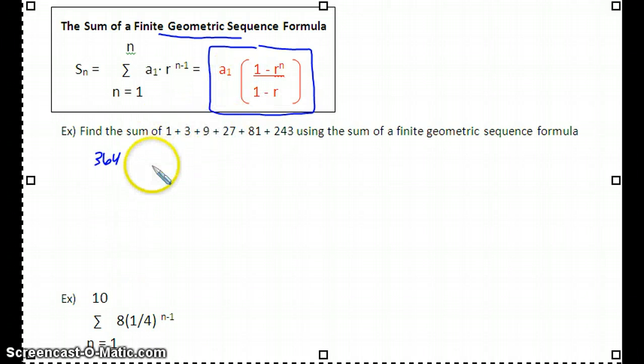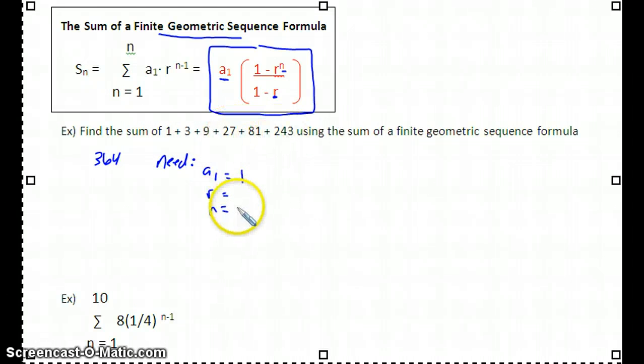So the things I need to know to be able to use the formula: I need to know what the first term of the sequence is, and I need to know what r is. And I need to know how many terms are in the sequence. So I'm just pulling those from the formula, here, here, and here. So in this sequence, the first term is 1. Looks like there are 1, 2, 3, 4, 5, 6 terms. So my n value would be 6.